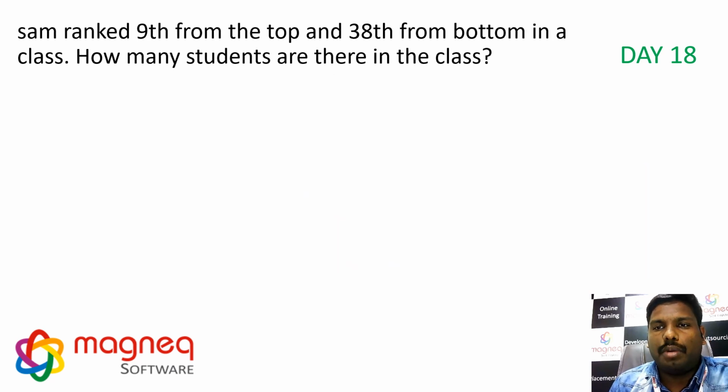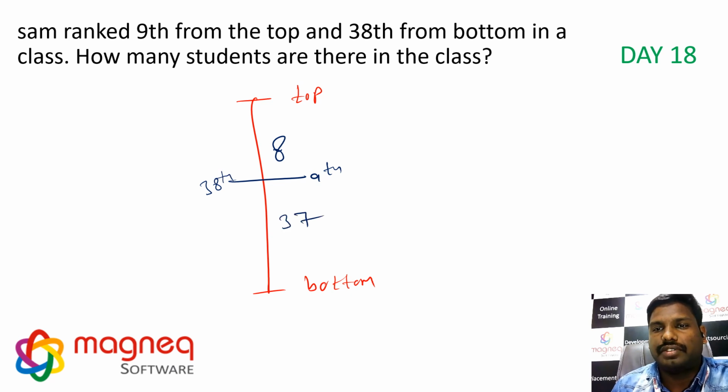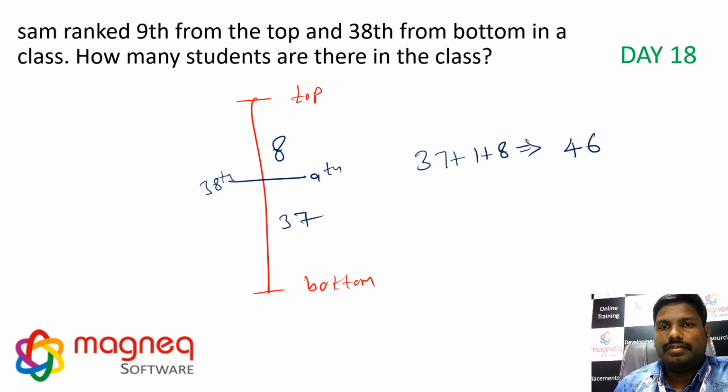Sam ranks ninth from top and 38th from bottom in a class. How many students are there in the class? Ninth from top means 8 persons before, 38th from bottom means 37 persons after. 37 plus 1 plus 8, so total 46. So answer 46.